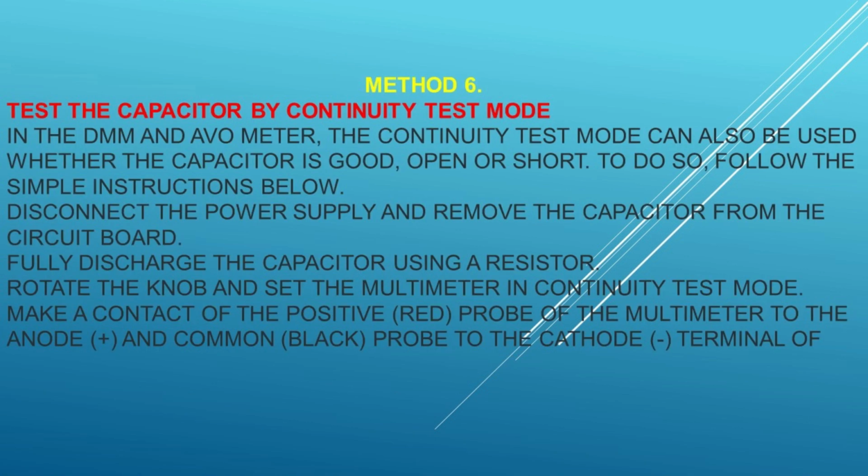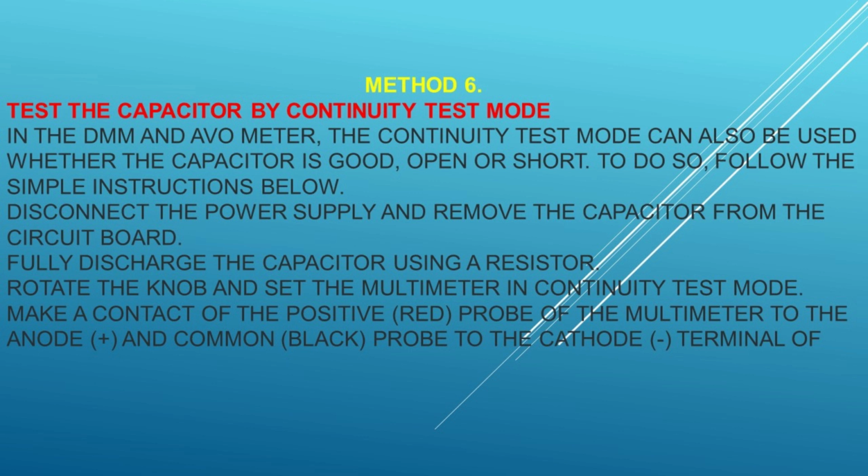Method 5. Test the capacitor by measuring the value of the time constant. We can find the value of a capacitor by measuring the time constant, Tc or tau, if the value of capacitance of the capacitor is known in microfarads, symbolized μF, printed on it, i.e. the capacitor is not blown or burnt at all.